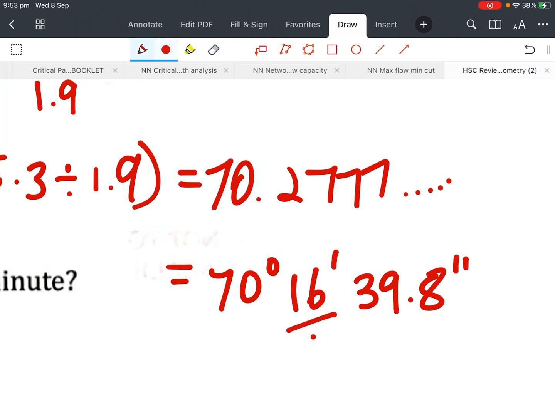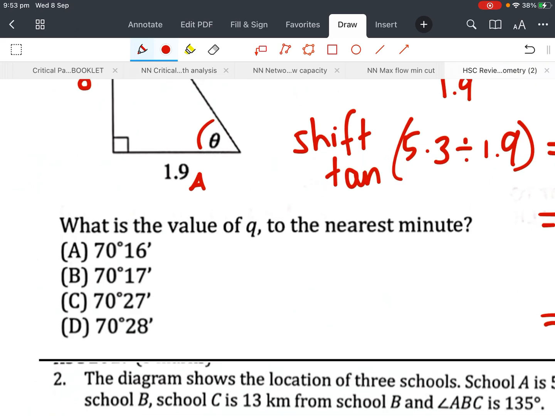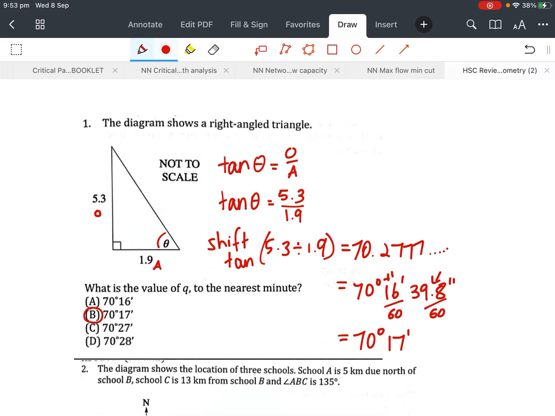Remember these are both only out of 60. So what's half of 60? You tell me, well, 30 is. Well, this one here, that one's over 30, isn't it? So that means I have to add 1 to my 16 because I've got to round it up. So it becomes 70 degrees and 17 minutes, which ends up being B. Okay, there's that one there.